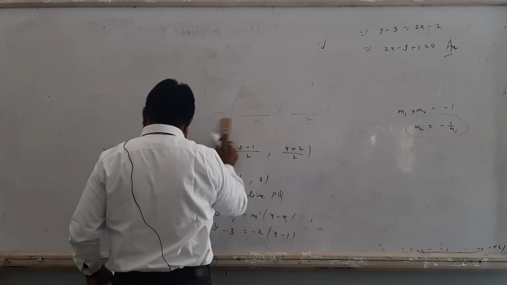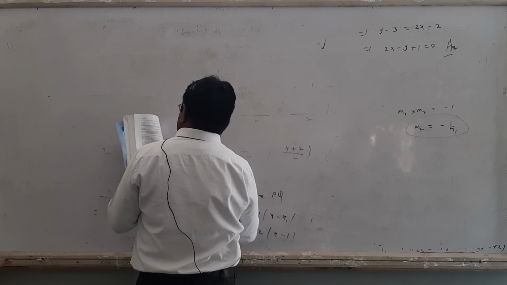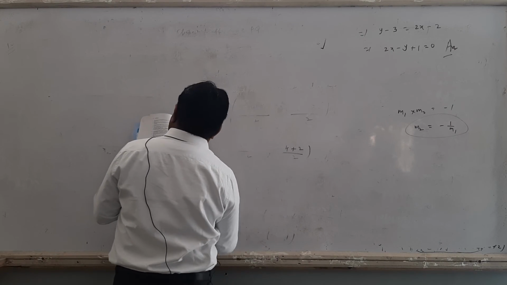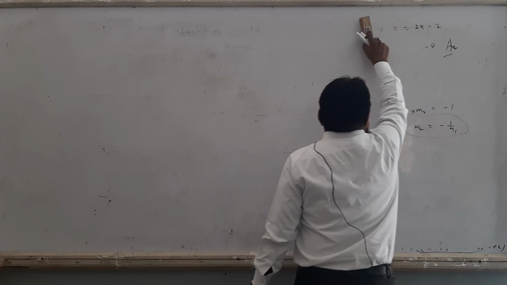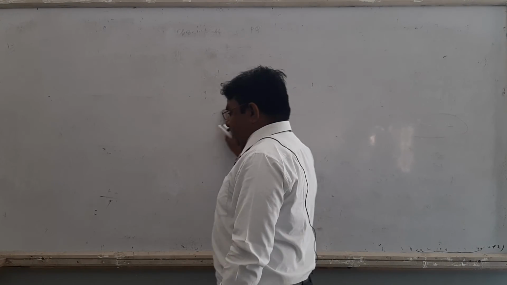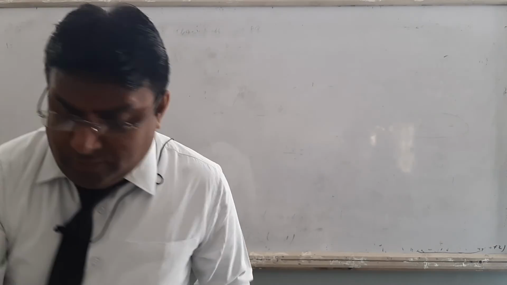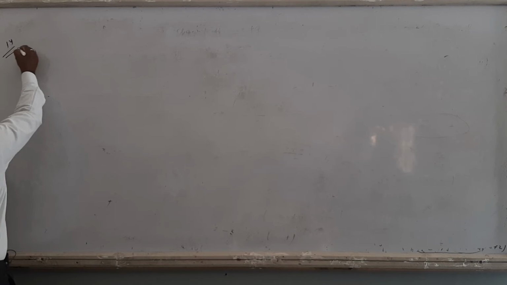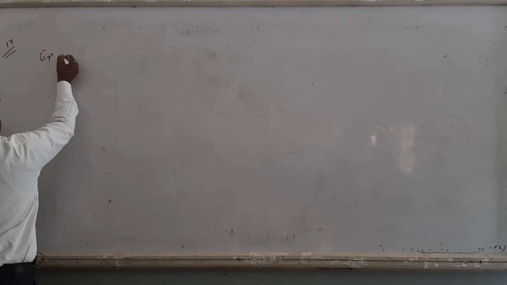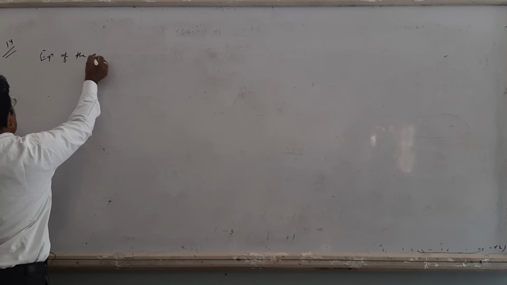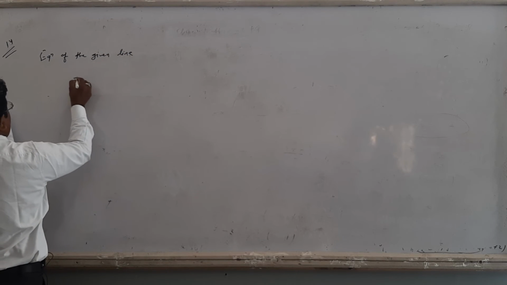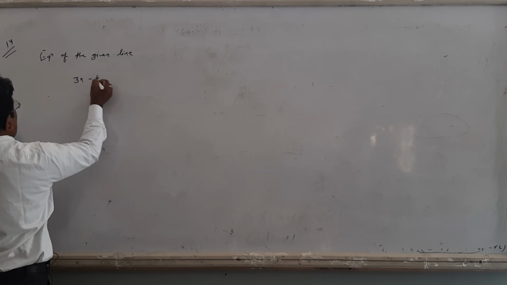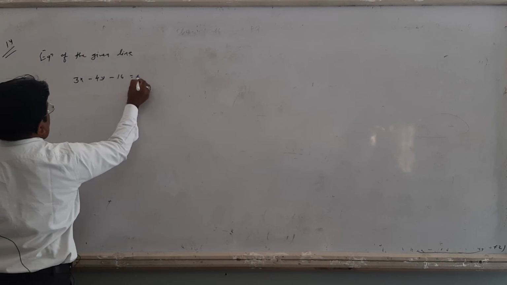So now look here, question number 14. Find the coordinate of the foot of perpendicular from this point to the given line. First thing, what is the equation of the given line? The equation of the given line is 3x minus 4y minus 16 equals 0.